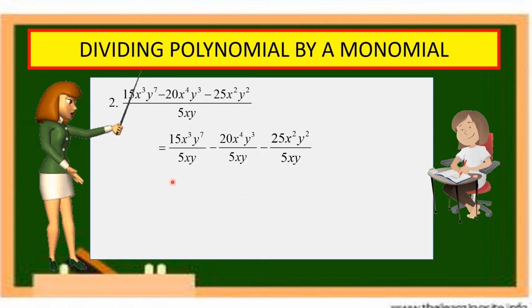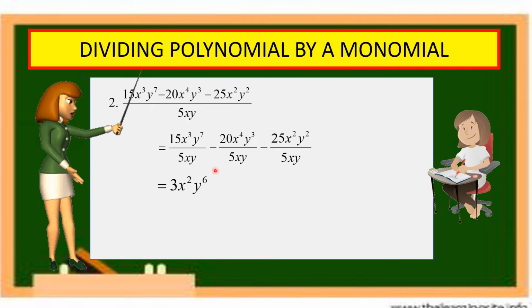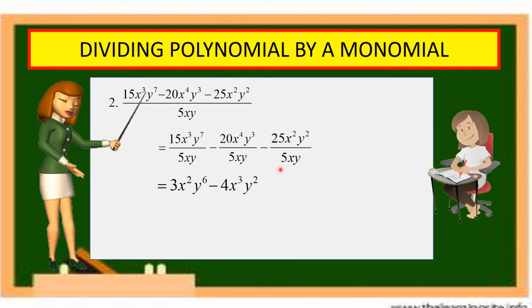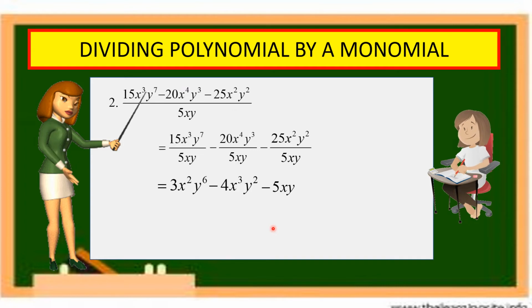15 divided by 5 is 3. Then subtract the exponent: x squared y 6. Then negative 20 divided by 5 is negative 4. Subtract the exponent: x cubed y squared. Then we have negative 25 divided by 5 is negative 5. Subtract the exponent: xy. So the final answer is 3x squared y 6 minus 4x cubed y squared minus 5xy.